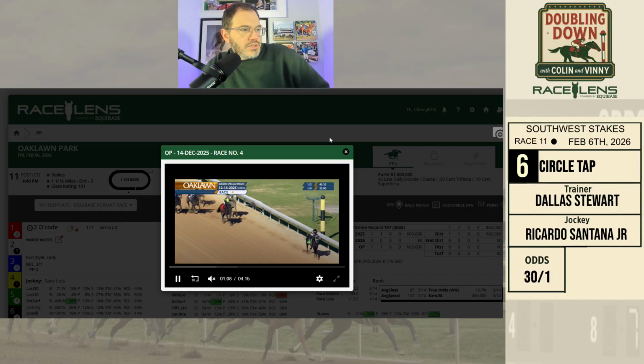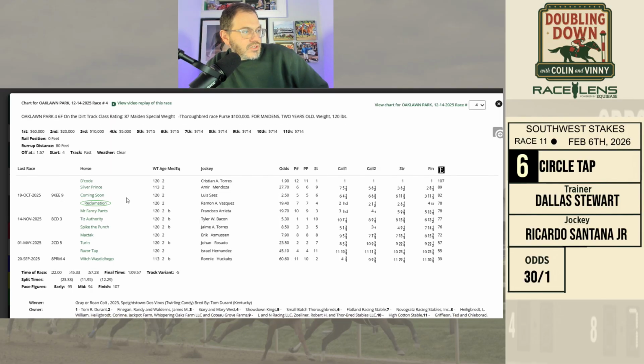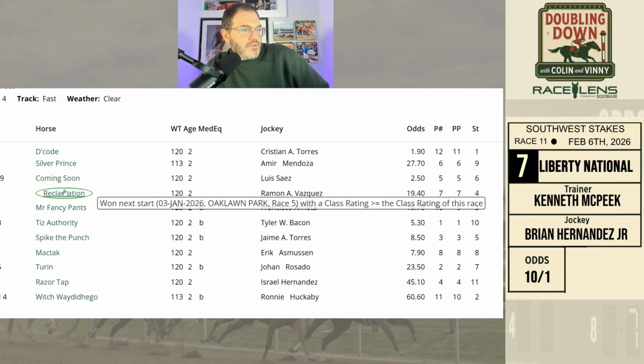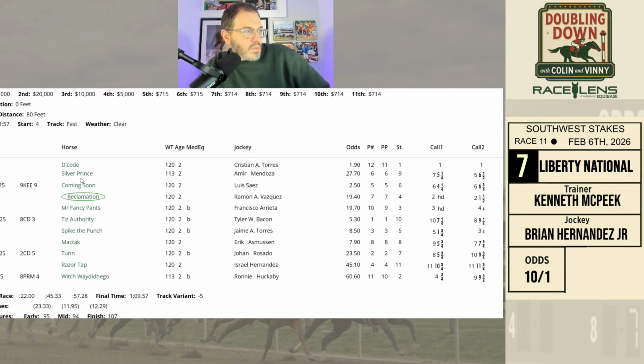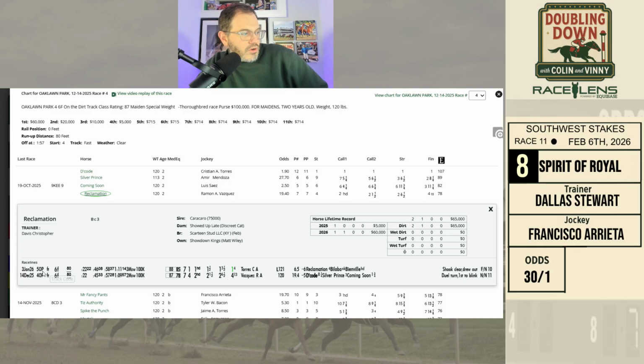What you can do is take a look at that field. We'll look real quickly and let's see. So Reclamation was actually in that race. Comes back to running this race as well. He won his next start with a class rating that was higher than the class rating of this race. The third place finisher finished 4th next time out. This horse finished 5th, finished 7th. So not much coming out of that race as far as what they did next time, aside from Reclamation, who ended up winning on January 3rd in a maiden special weight at Oaklawn Park.